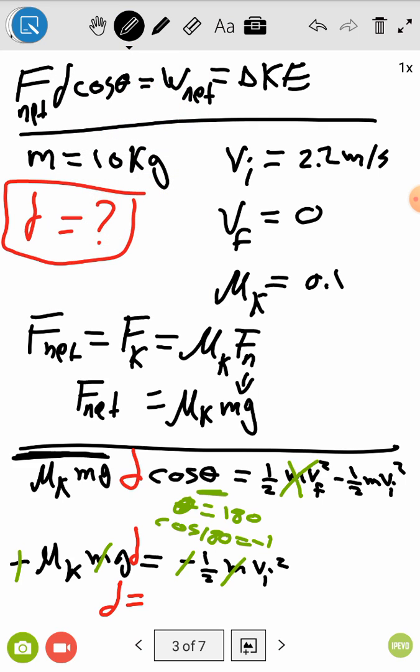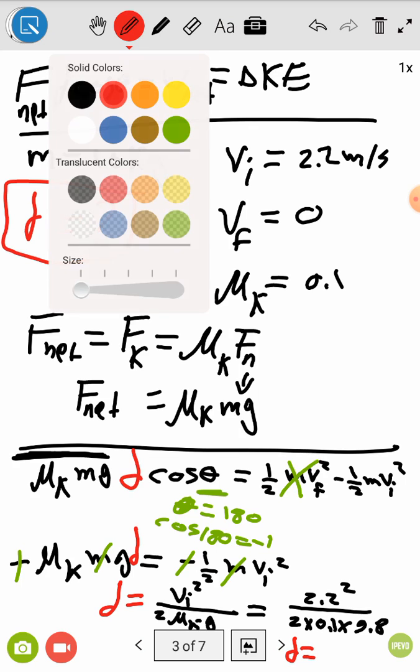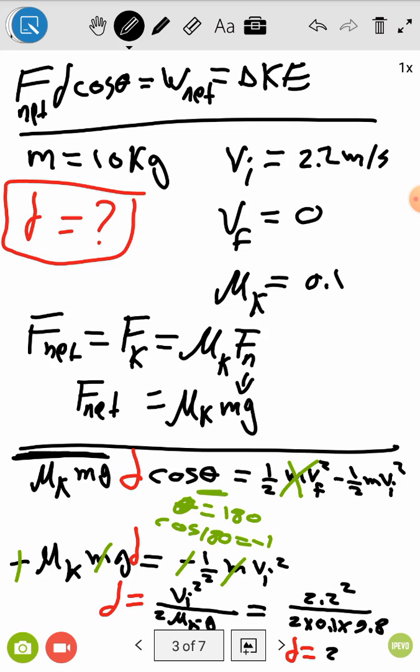d equals v initial squared over 2 mu K g. Substitute the values now: 2.2 squared over 2 times 0.1 times 9.8, d equals 2.5 meters.